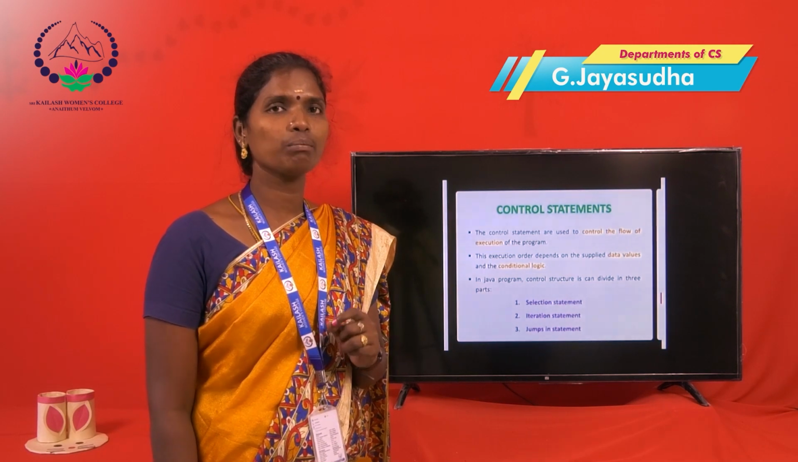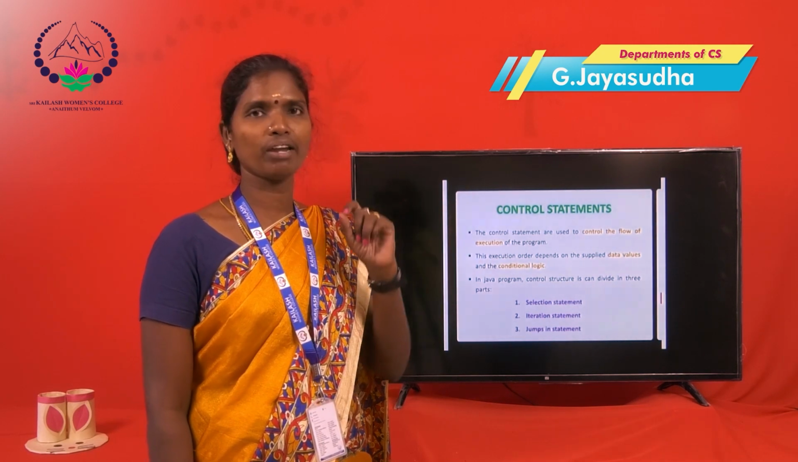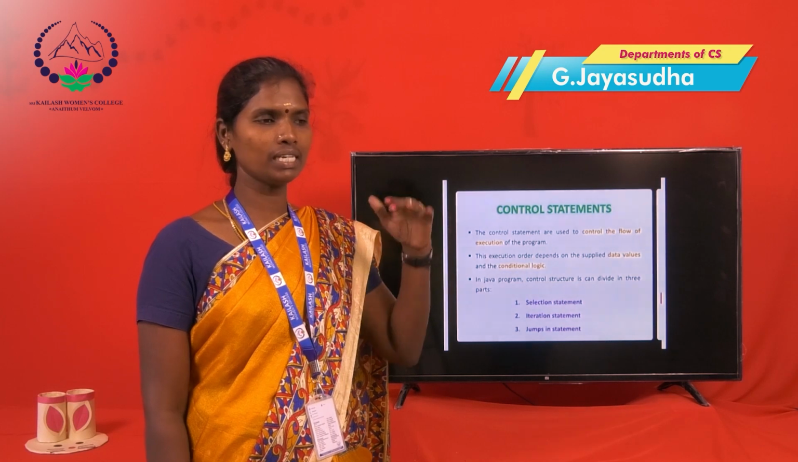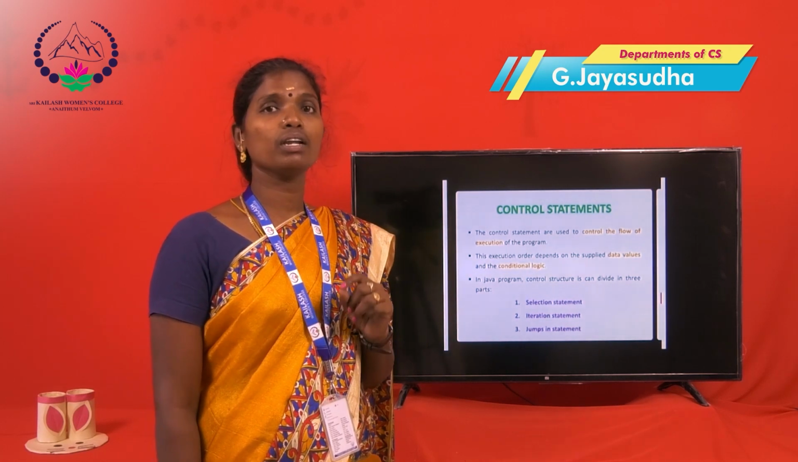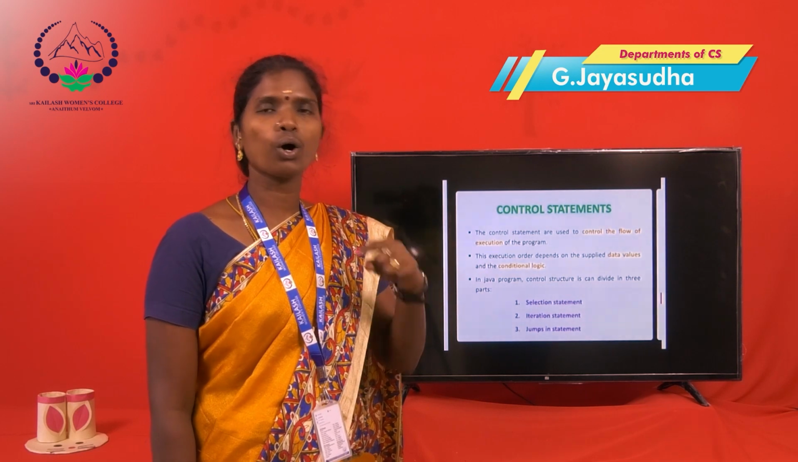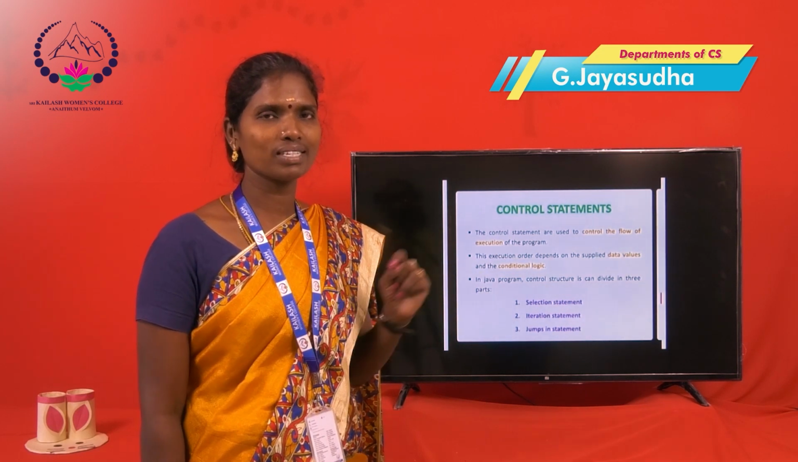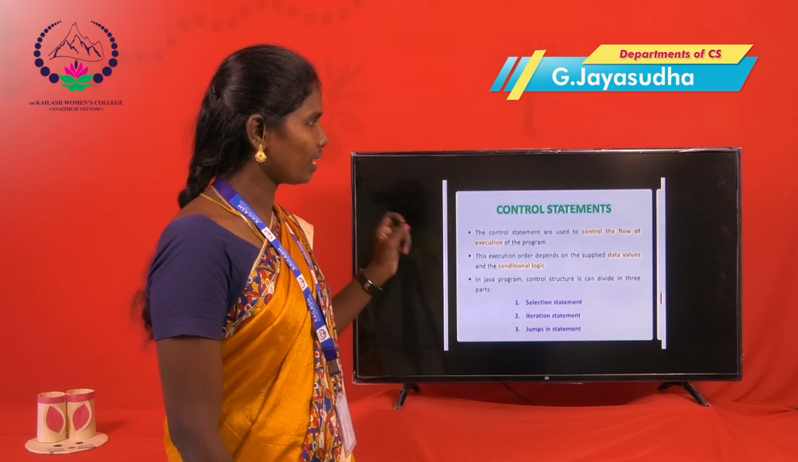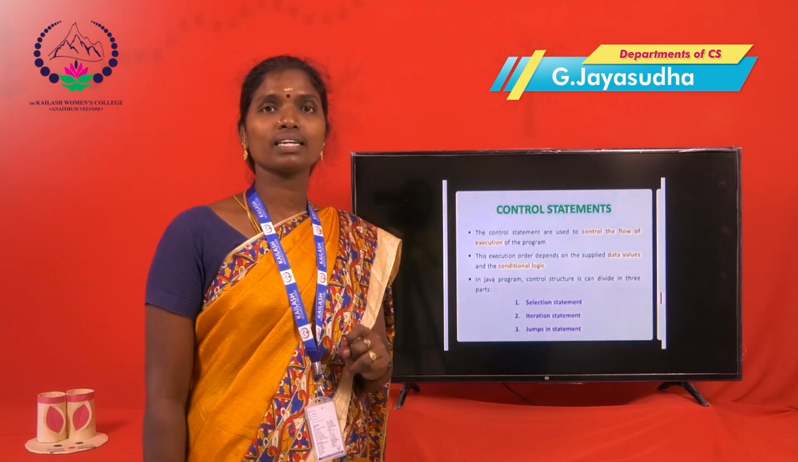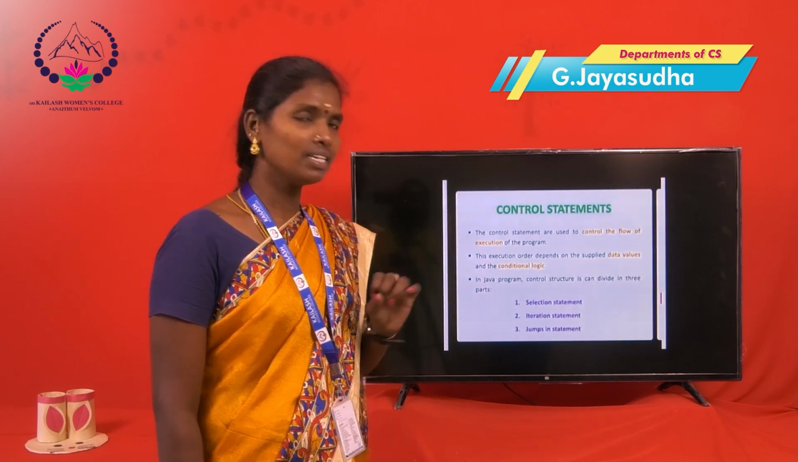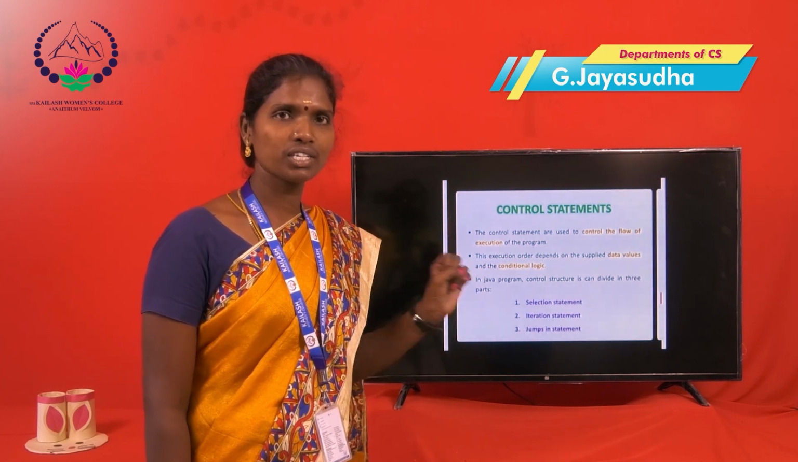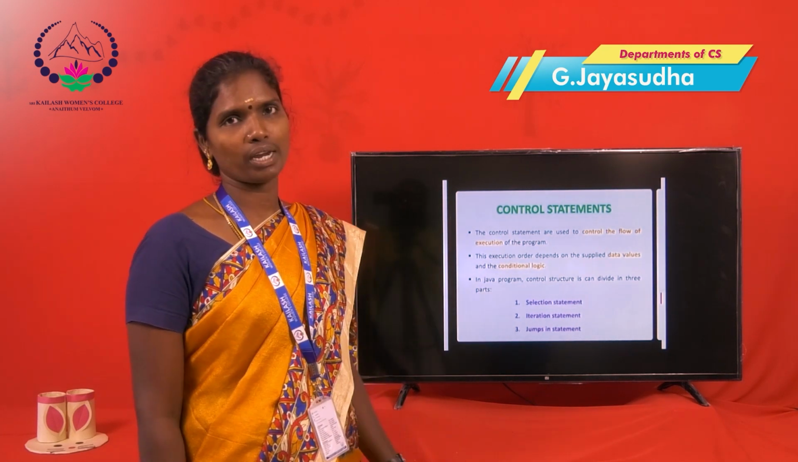Every program is executed from the beginning of the main function to the end of the main function, line by line. But a few statements are used only to change the order of the execution. Those are called control statements. Control statements can be classified into three types in Java: selection statement, iteration statement and jump statement.